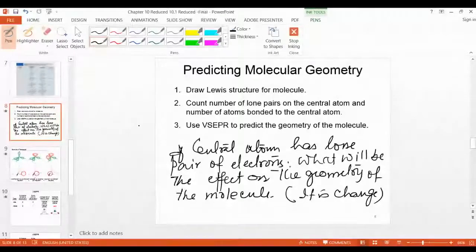Hello, is it clear to you now? Whatever I wrote, can you see it? Yes, we can see it. From what I understand, if a lone pair of electrons is on the central atom, on the central atom, nothing else.